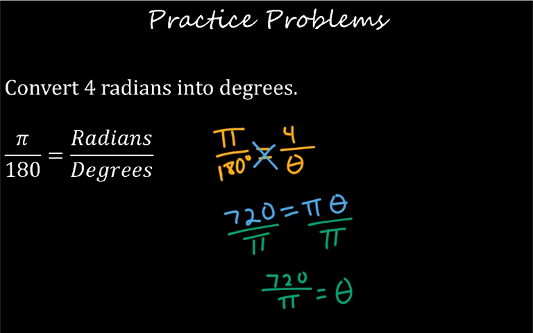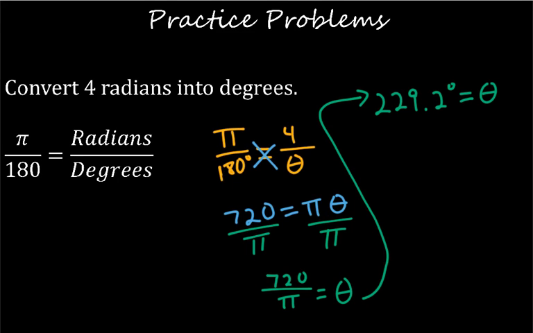But if we want to get an estimate and understand a little bit better what that number actually is, then we're just going to do 720 over pi in our calculator, and we'll get about 229.2 degrees is equal to theta.